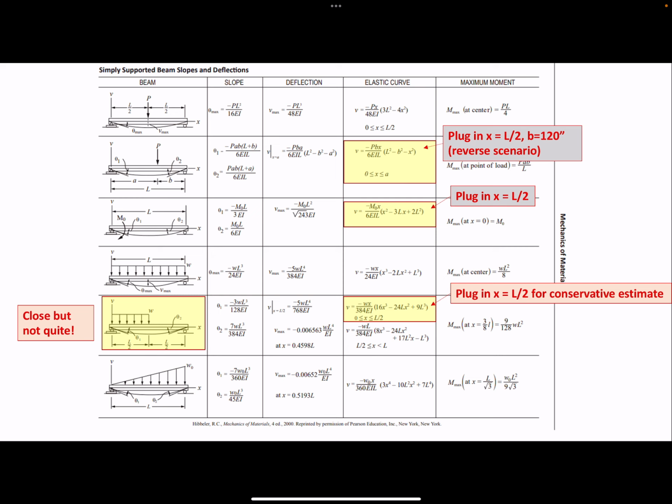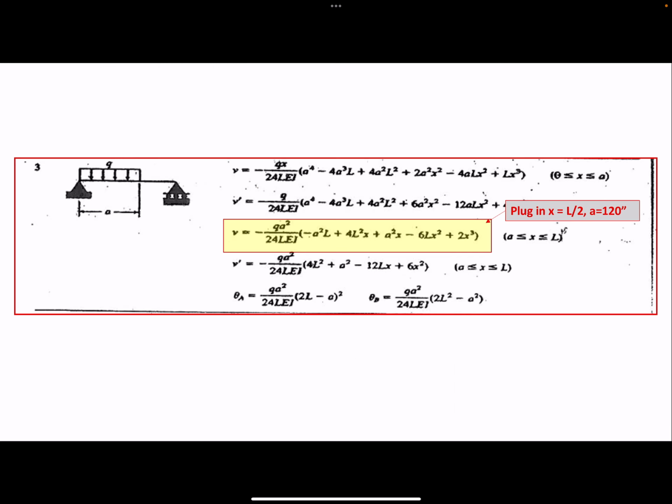You could use this equation to get a conservative estimate, and plug in x equals L over 2 to get the center deflection. But you would need a more specific entry that is usually not found in most books or tables anymore. I found this one in an old copy. But here you can see this is a variable distance from the support instead of a specific halfway point, right?